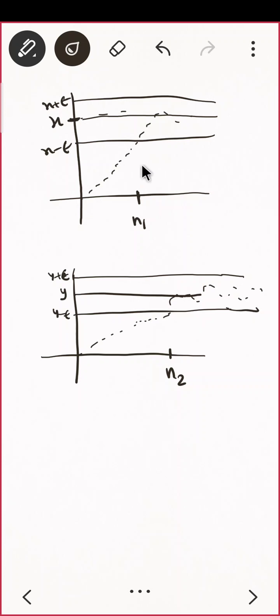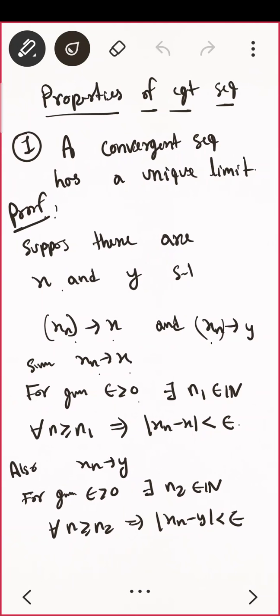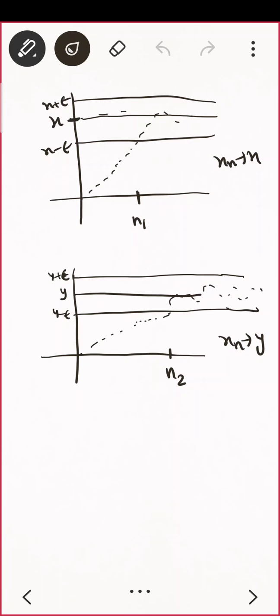This is the definition of the sequence xn converges to x. This is the definition of xn converges to y. Is the graph clear? Whatever I wrote in the previous definition, I have just drawn it. That's it. Yes. Now if you combine both the definitions and keep them together, what will we see? x and y are somewhere here, and n1 and n2 will be somewhere here.